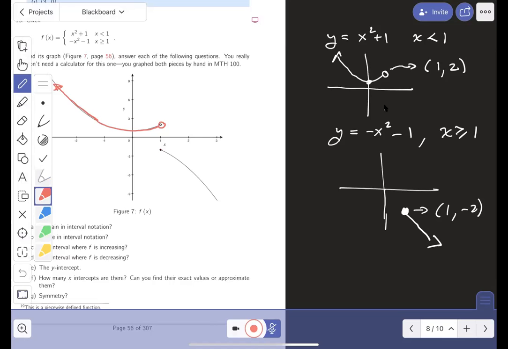I'll put a dot over there. I'm going to put the points down in the picture. What's this point over here? 1, 2. What's this point over here? Well, that's going to be 1, minus 2. And this point over here is a vertex. And that point's going to be 0, 1.